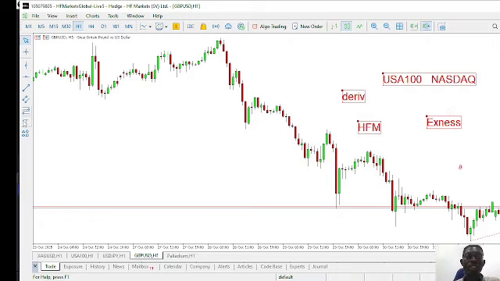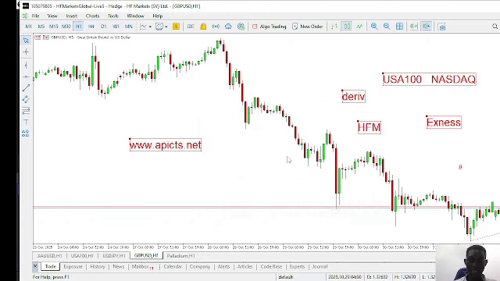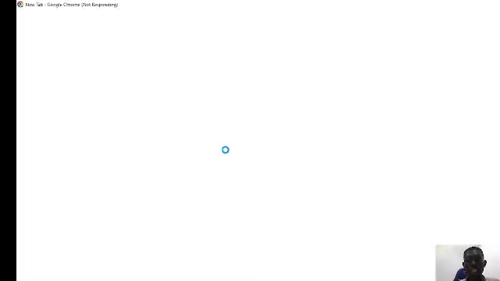And I told you to just go to our website, apicts.net. Then, among all the links, you will see an icon for Deriv. You click on it and you open a Deriv account. You see an icon for HFM, you click on it, you open an account. A lot of you have done that, from the screenshots you were showing me.